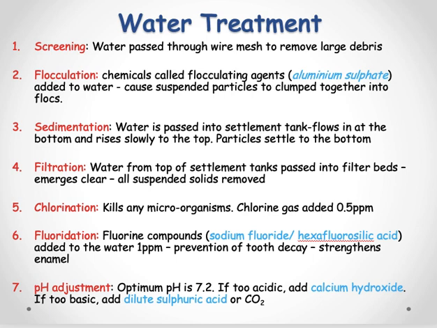And then the final stage is pH adjustment. So you're aiming here for a pH of 7.2. If it was too acidic, you would get corrosion of your water pipes. So you'd add calcium hydroxide in there. Now, you've got to be careful because if you add in too much calcium hydroxide, that'll affect the taste. It'll leave a taste on the water.